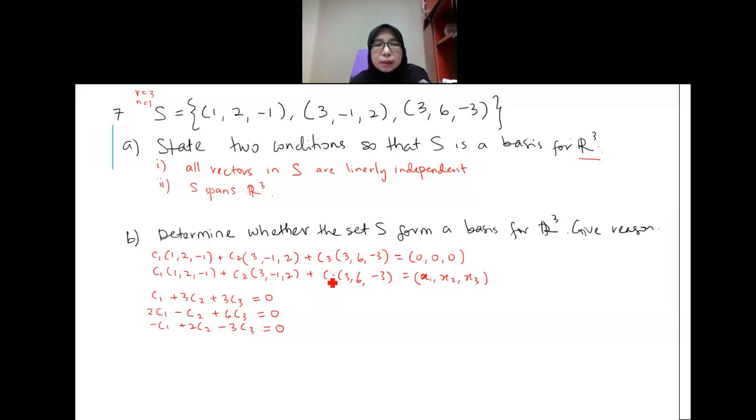And then write a matrix equation. Here, just take the coefficients: 1, 3, 3, then 2, negative 1, 6, then negative 1, 2, negative 3. The coefficient matrix here is 3 by 3, a square matrix, right? The variable matrix is C1, C2, C3, and the constant matrix is 0, 0, 0.